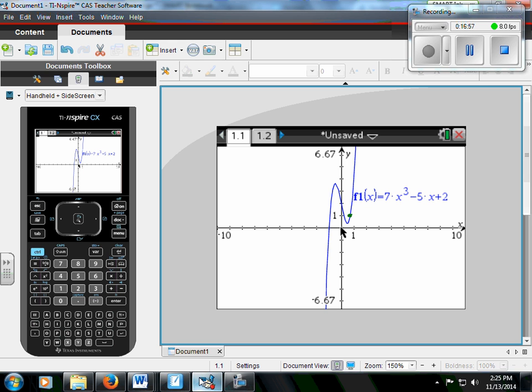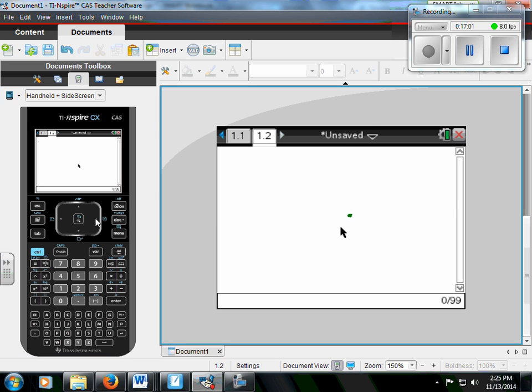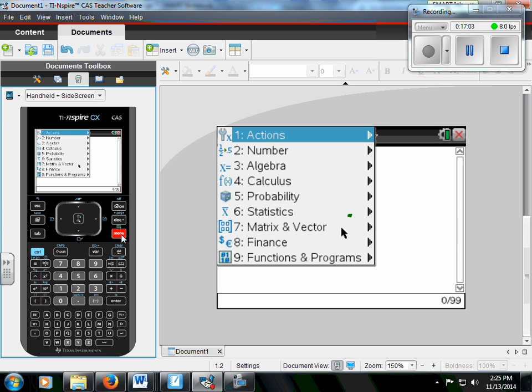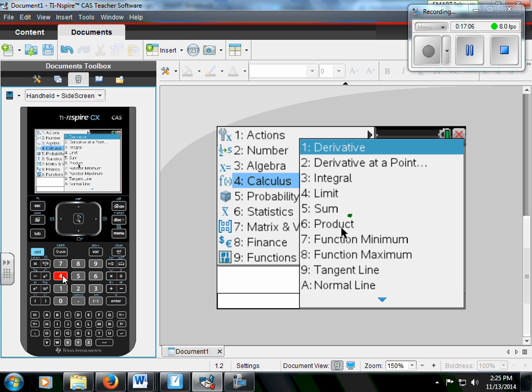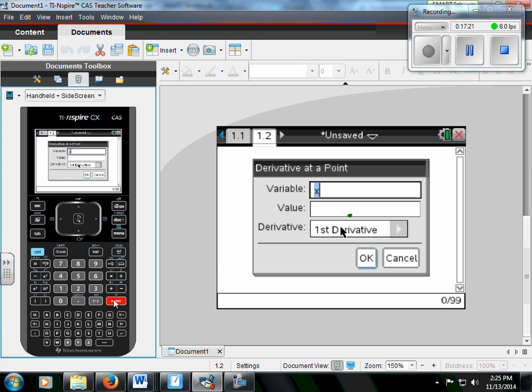Okay. I'm going to insert a calculator page, and I'm going to go through the menu. Under menu, you want to choose the calculus menu. Now this is a CAS. None of you have CASs. So the CAS will actually find the derivative in general in terms of x. But I know that all calculators will find the derivative at a point. So you want to choose derivative at a point. Our variable is x, and our value is at x equals 1.